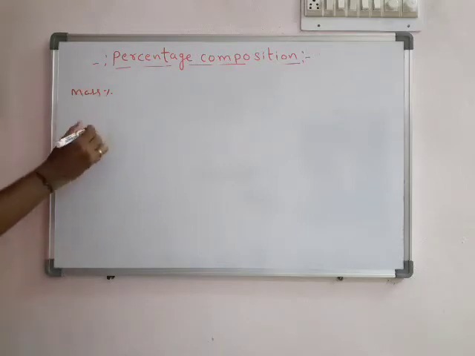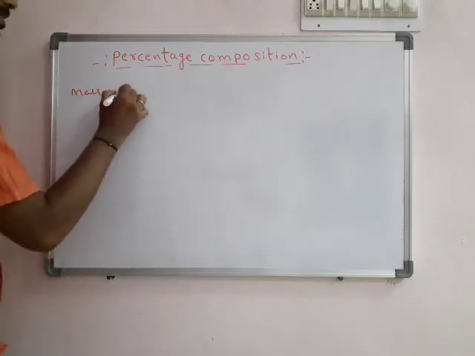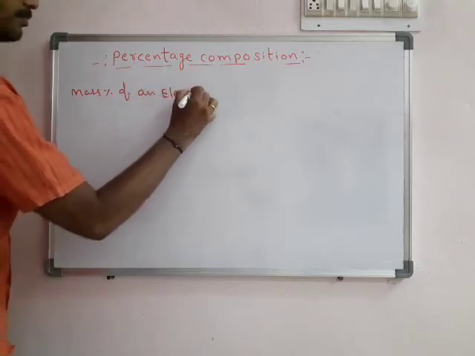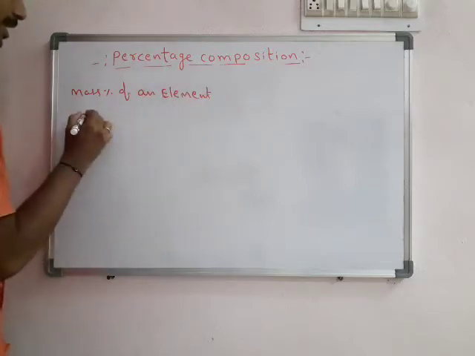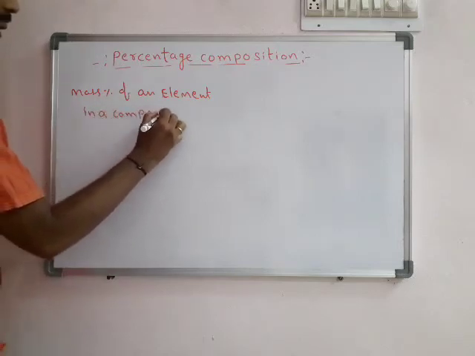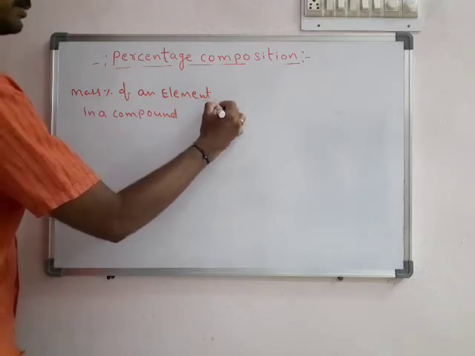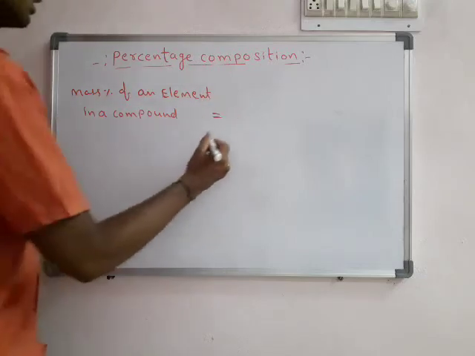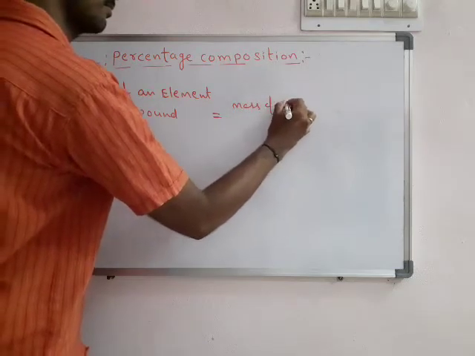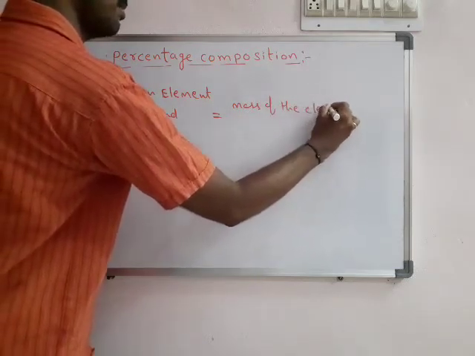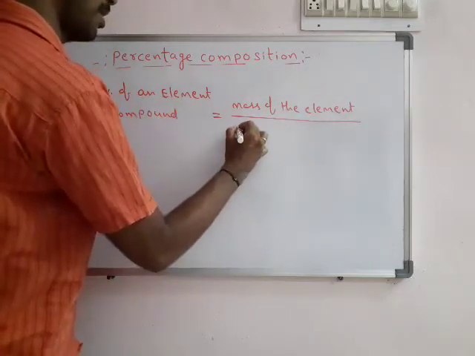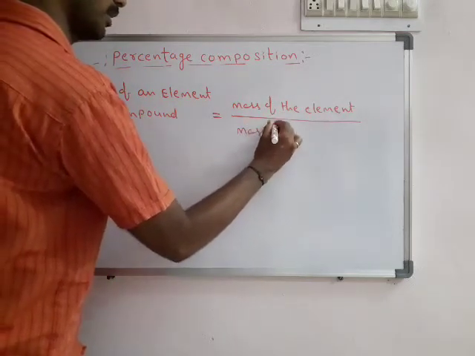For all problems we use this formula. So the mass percentage of an element in a compound is equal to the mass of the element by the mass of the compound.